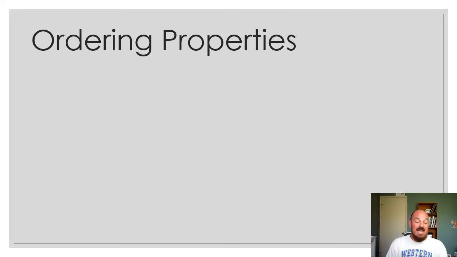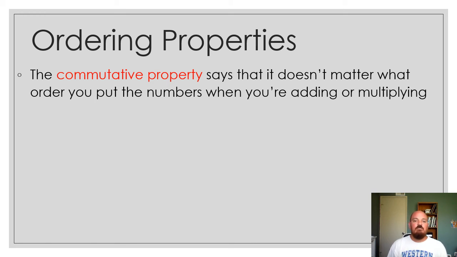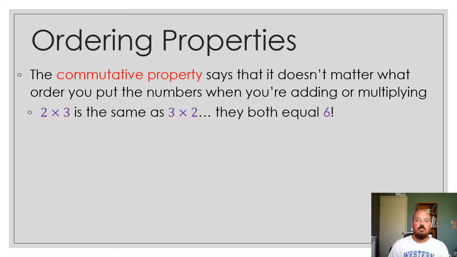So then the last group of properties is called the ordering properties because it has to do with kind of like order of operations. Do I have to do things in a certain order? So we have first the commutative property. It says if you are adding or multiplying, and remember this is adding and multiplying only, this doesn't work for dividing and it doesn't work for subtracting, but for adding or multiplying, the order doesn't really matter.